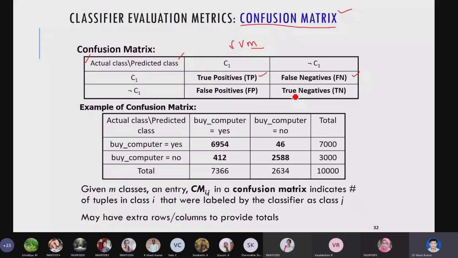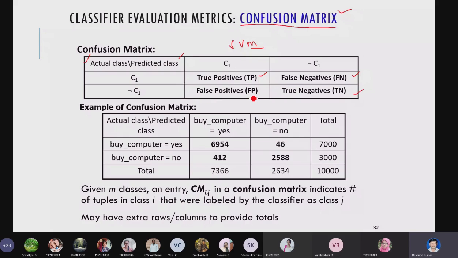True negative means the person is not suffering from any cancer disease, and the answer is also coming negative. Suppose some person went for testing, he is not suffering from the cancer but he was having some doubt, and he went and the result came negative, so that is the true negative.